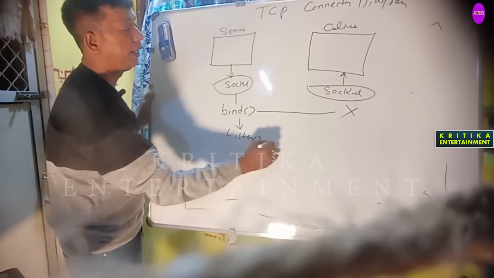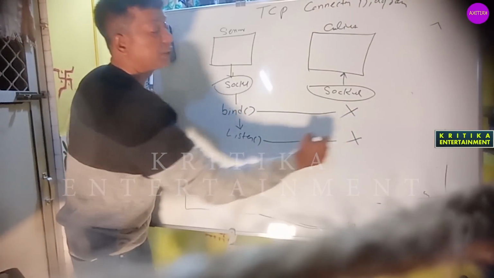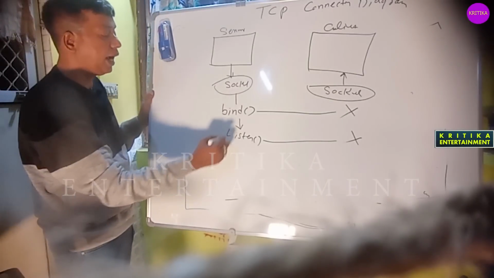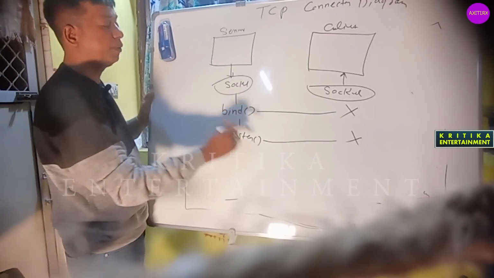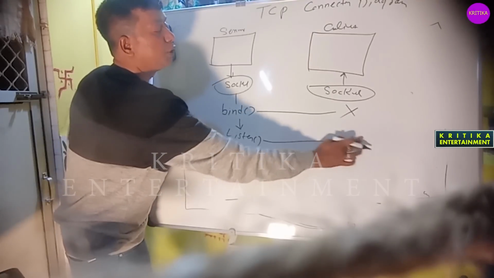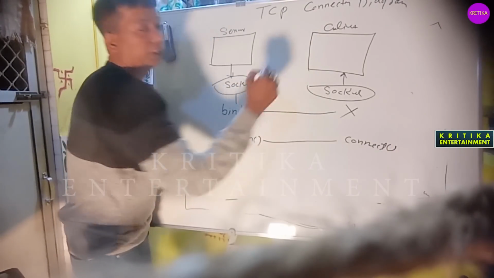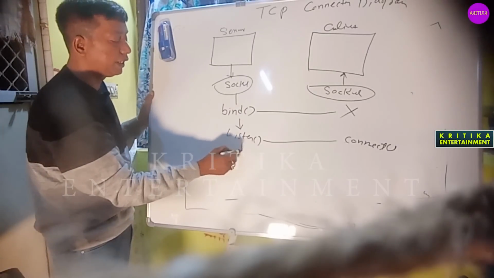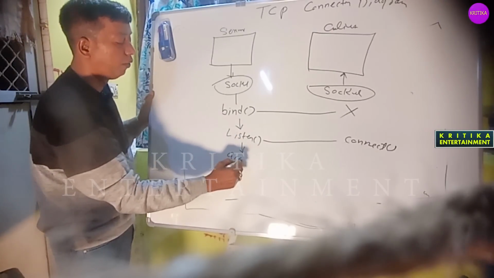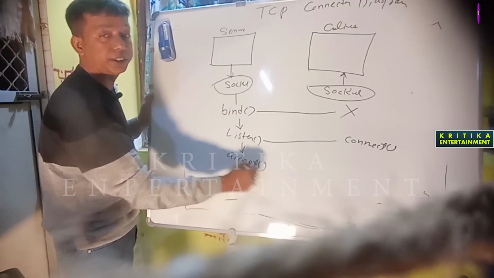Okay, but in the client side the listen function is not there. Third, instead of the listen function, the client uses which function? Now your connect function is used. Then after listen, the accept function will be called on the server side.